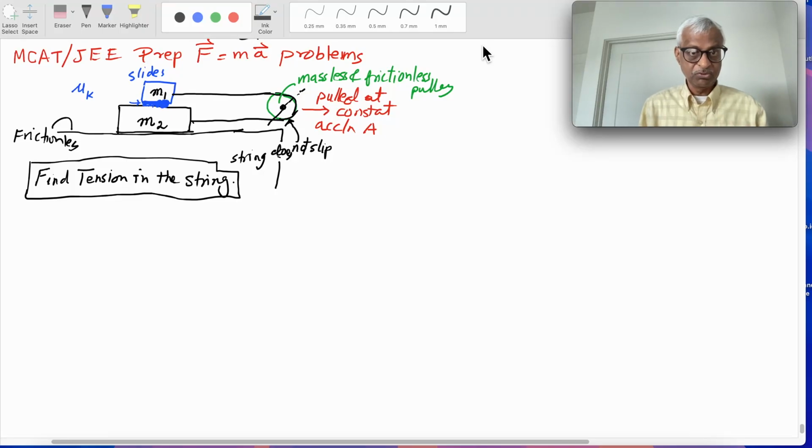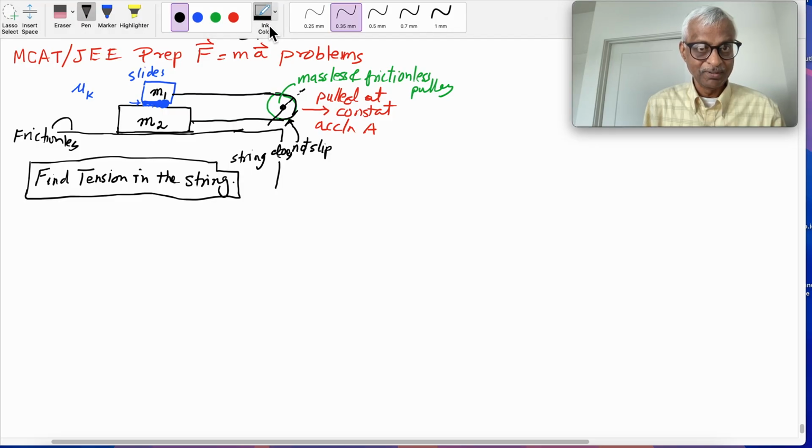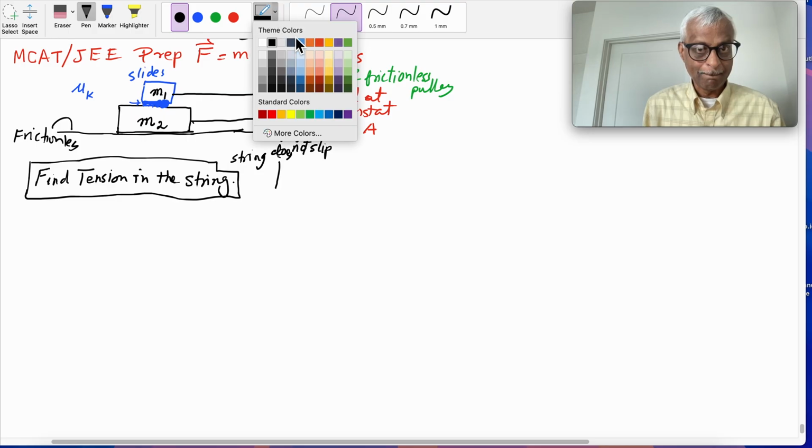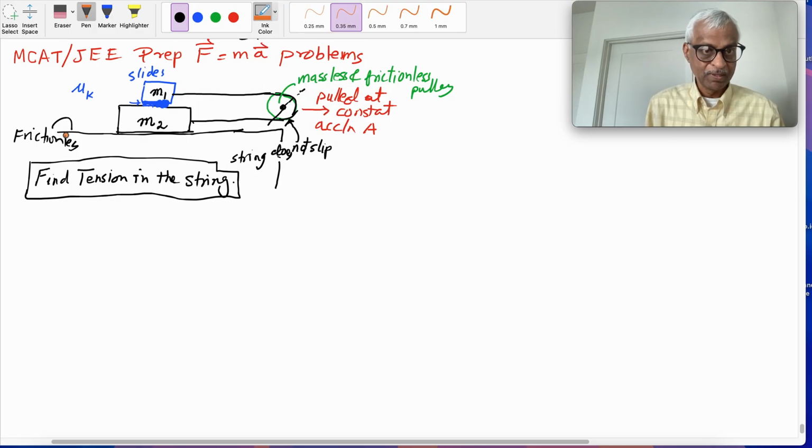Another problem session for the prep. So today we have an interesting problem. So here is a table. Let me get another ink too. Okay, so here is a table.